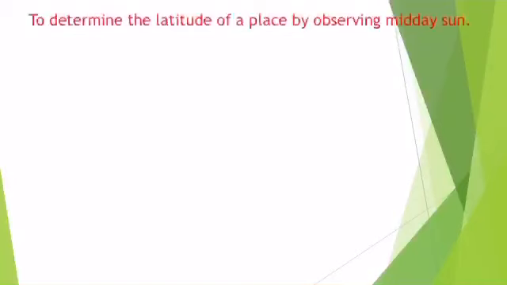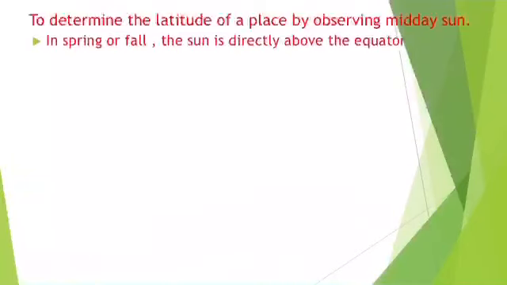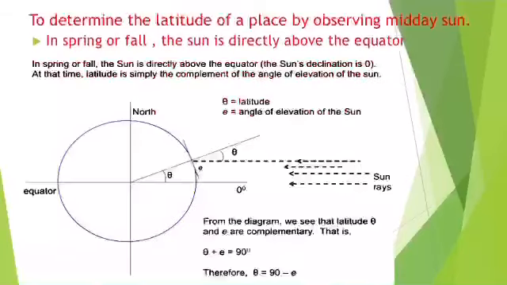Okay students, now let us see how to find out the latitude of a place by observing the midday sun. In spring or fall, the sun is directly above the equator. During the months of March and September, the sun's rays are vertical over the equator. You can see in this picture that the sun's declination is 0, and at that time the latitude is simply the complement of the angle of elevation of the sun.